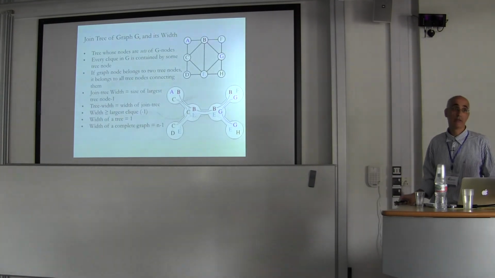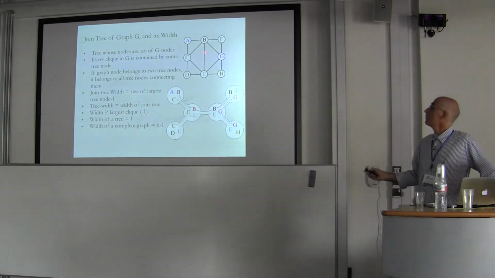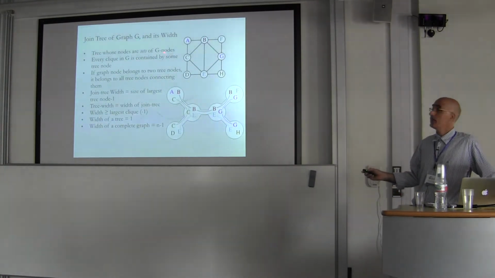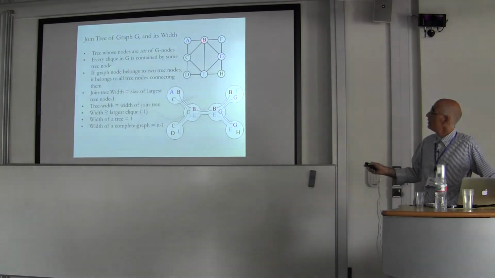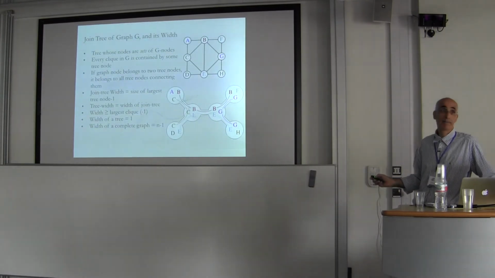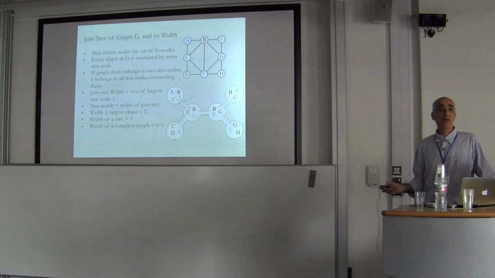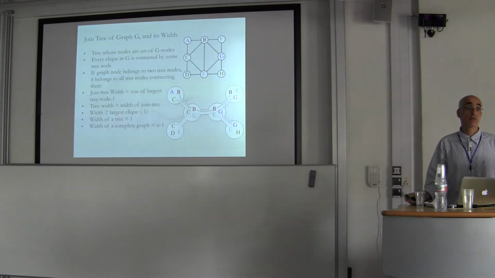So a join tree is a tree whose nodes are subsets of the nodes of the original graph that satisfies two properties. One property: every clique that exists in the original graph has to be within one of the nodes in the join tree. So for instance, you see this clique ABC, it's here. You see this clique EGH, it's here. You see this clique EB, it's here. It's also here.